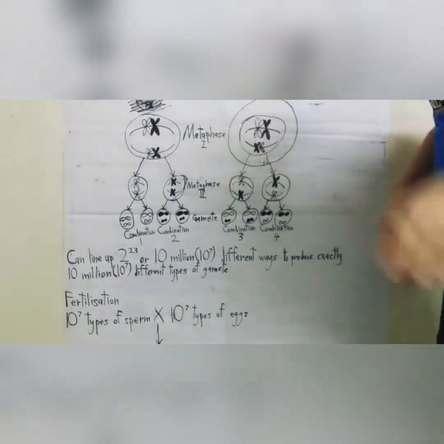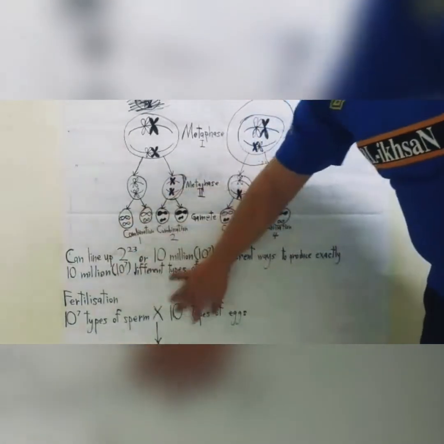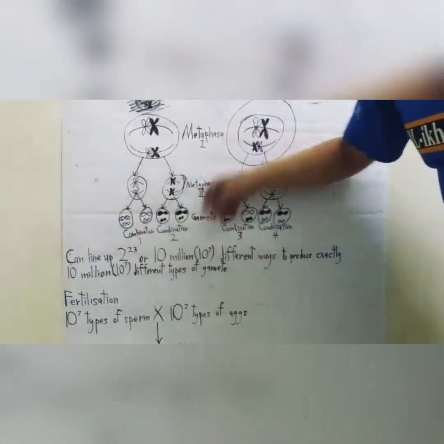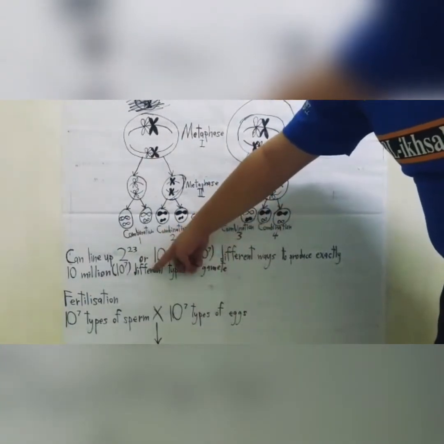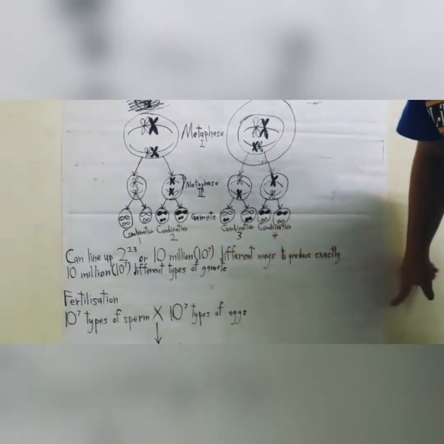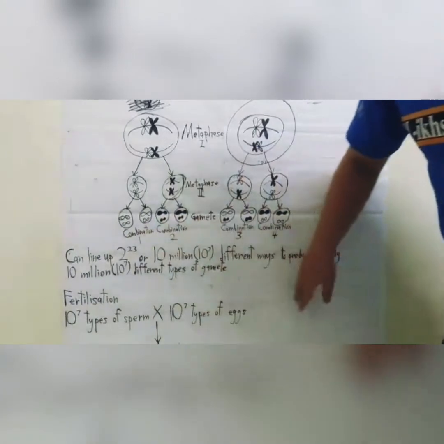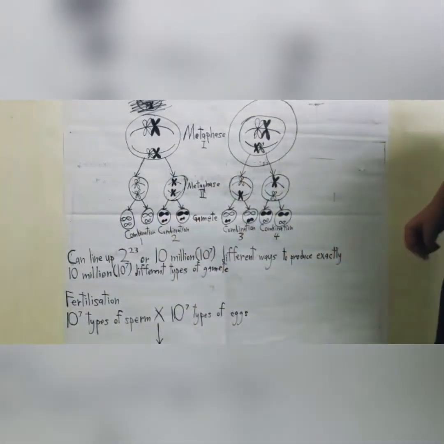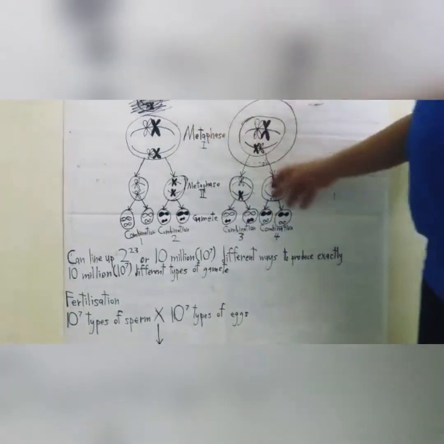We see right here, all of these can line up in 2^23, or about 10 million, different ways to produce about 10 million different types of gamete, which means there are 10 million different variations that can be possible from here.